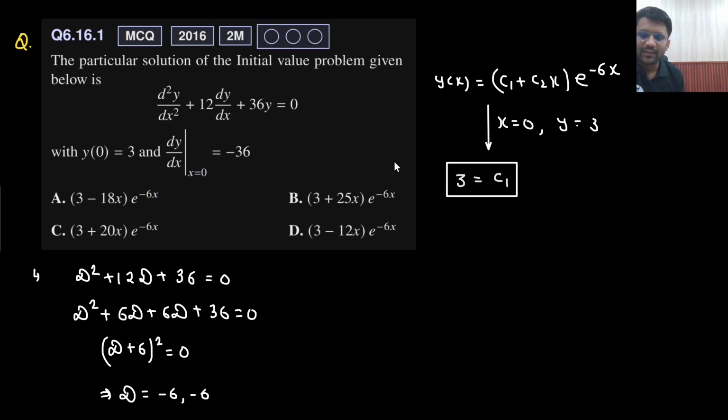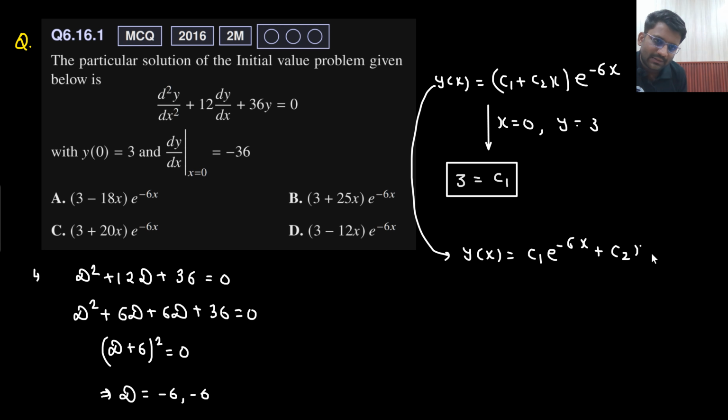And next they are saying that first you differentiate, then put x equals to 0. Like, what is your y of x? Sir, y of x is nothing but c1 e to the power minus 6x plus c2x e to the power minus 6x. So you differentiate and then put x equals to 0. In place of c1, let's put 3, since we know the value of c1 is 3 only.